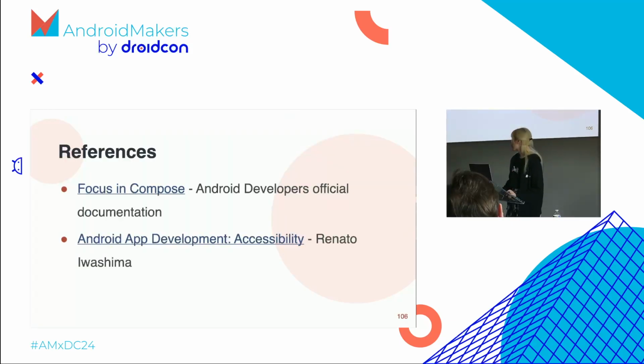So here are the main references that I used when making this presentation. Apart from the official Compose documentation, I also highly recommend this accessibility course by Renato Iwashima on LinkedIn Learning. It's a bit old, but it covers everything you need to know about accessibility. I think it's still in Java, by the way. But still, please look at it.